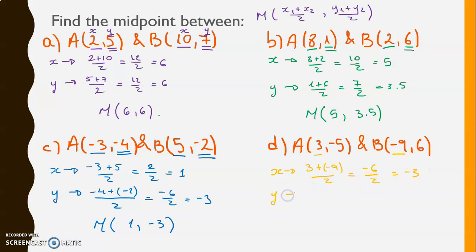And the y coordinate will be given by the mean of the y components of A and B. So minus 5 plus 6 over 2 equals minus 5 plus 6 is 1 over 2, and we can leave it like that or give it as a decimal. Well, let's leave this example using fraction mode here. So the coordinates of the midpoint are minus 3 and a half.